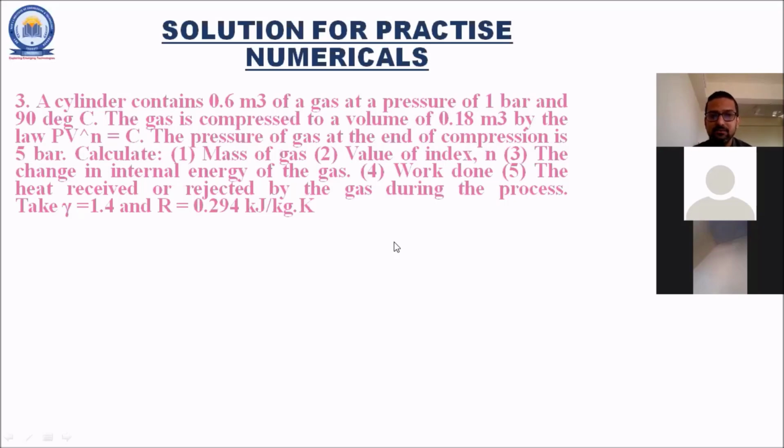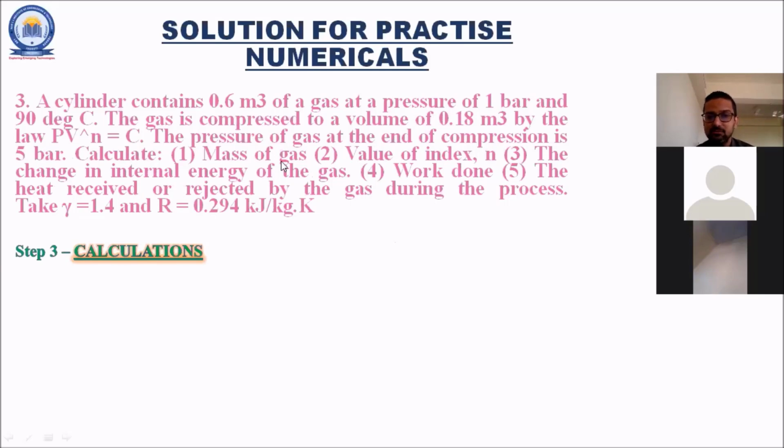So given data are very easy. V1, that is 0.6 meter cube. Pressure P1 is equal to 1 bar, temperature T1 90 degrees Celsius, the gas is compressed to a volume, so V2 is given 0.18 meter cube. Then we are given the law PV raised to n is equal to constant, so that is the polytropic process. The pressure at the end of compression, so P2, is given 5 bar.